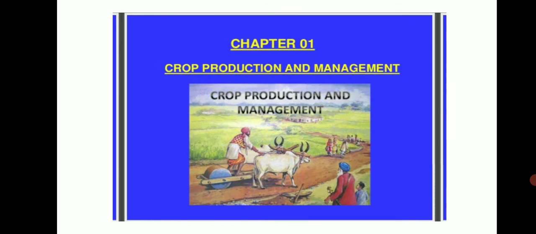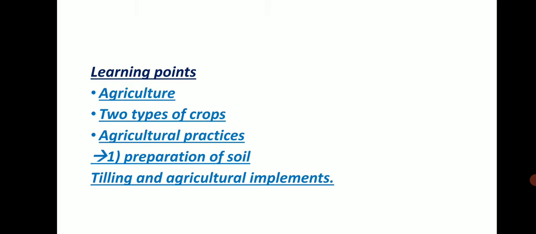Dear students, in the previous class we have learned about agriculture: what is agriculture and two types of crops. They are kharif crops and rabi crops, and then agricultural practice. Under agricultural practice we have discussed the first step, that is preparation of the soil, that is loosening and turning of soil using some agricultural implements. They are plow, hoe and a cultivator.